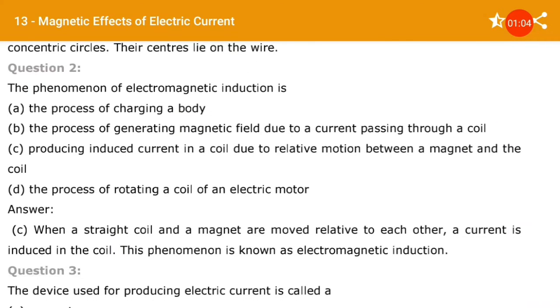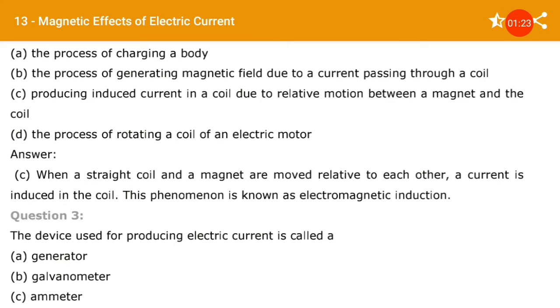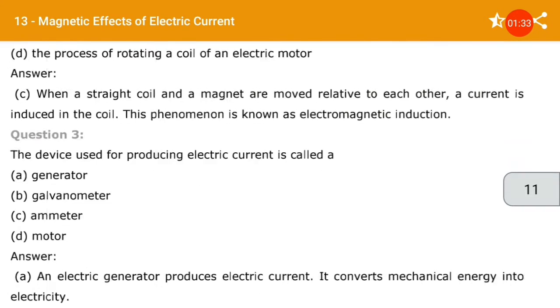The phenomenon of electromagnetic induction is. So here the answer is C. Producing induced current in a coil due to relative motion between a magnet and the coil. So here the answer is C. When a coil and a magnet are moved relative to each other, a current is induced in the coil, and this phenomenon is known as electromagnetic induction.